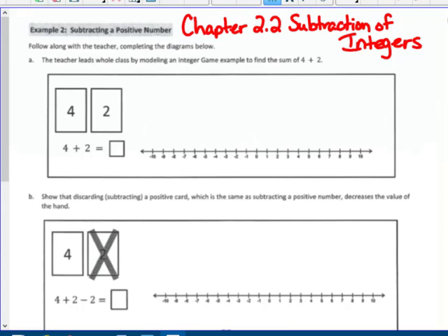I'm going to complete these diagrams. So the example is 4 plus 2. You have a 4 and a 2 in your hand playing the integer card game. Well, we know on a number line, 4 plus 2 more would give us 6. So my hand would be worth 6.